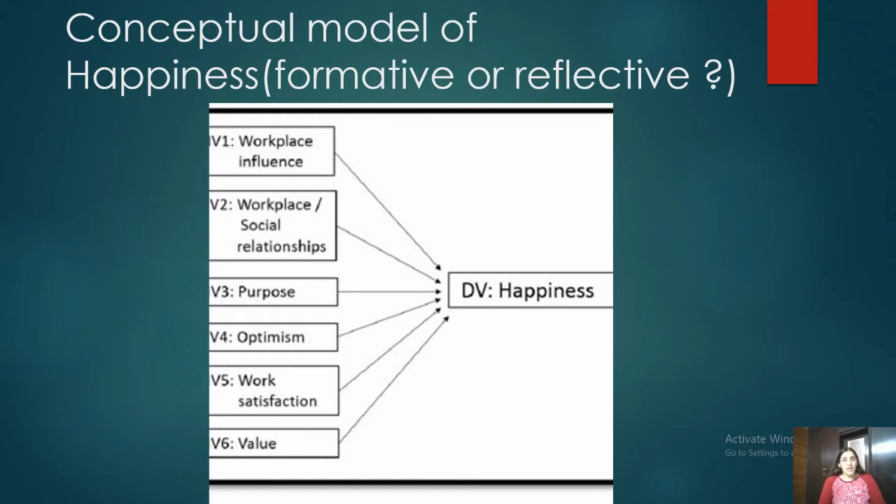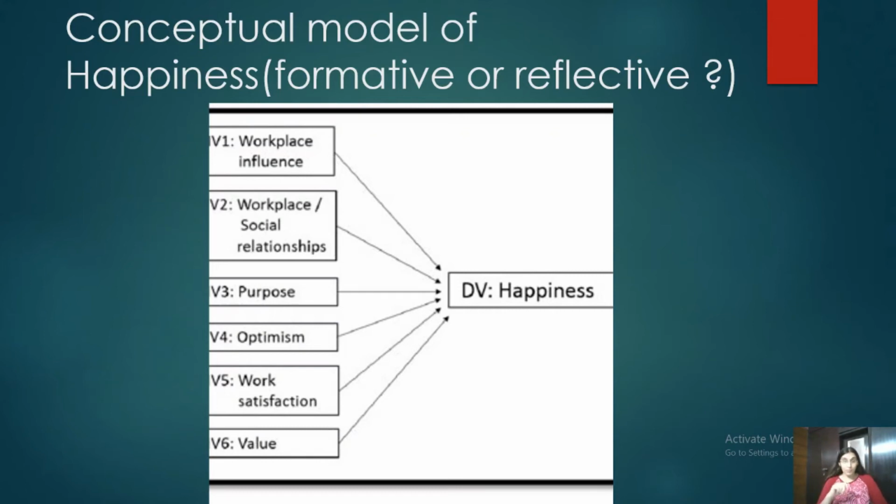Because the arrows are coming towards the construct, it's supposed to be a formative scale. How did I get this? I got it through past review of literature. As and when I get a variable, say optimism affects happiness, there was a research paper on optimism affecting happiness, I quickly put an arrow.